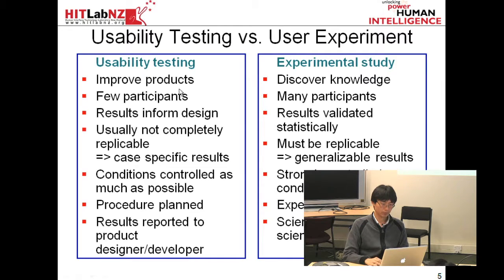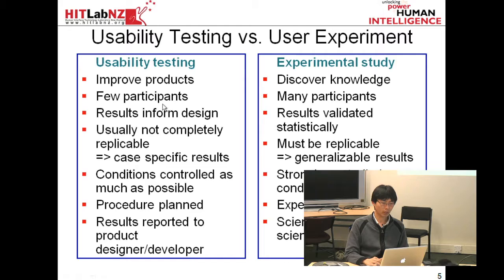So this table kind of shows a little bit more detail. So usability testing is all about improving products. So if you have your new product, if you run a usability test, the focus is around finding the problems of your product and fixing them. But the experimental study is about discovering new knowledge and making a difference in terms of academic knowledge out in the field.